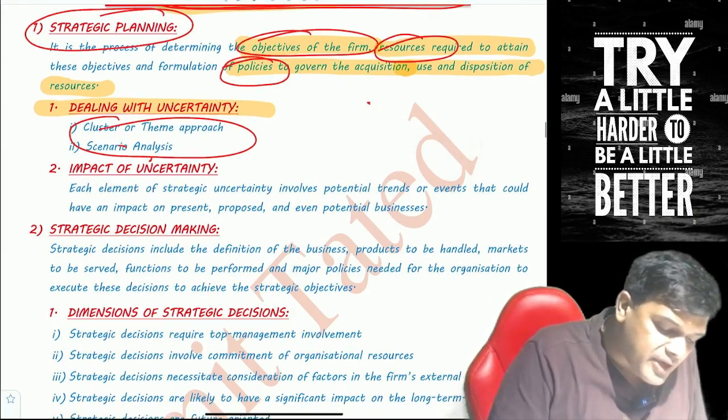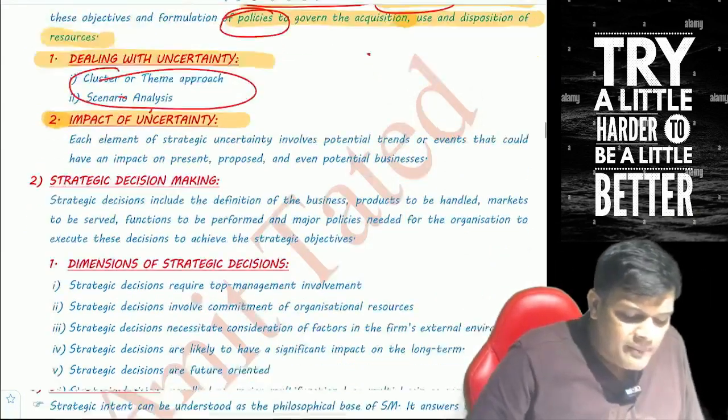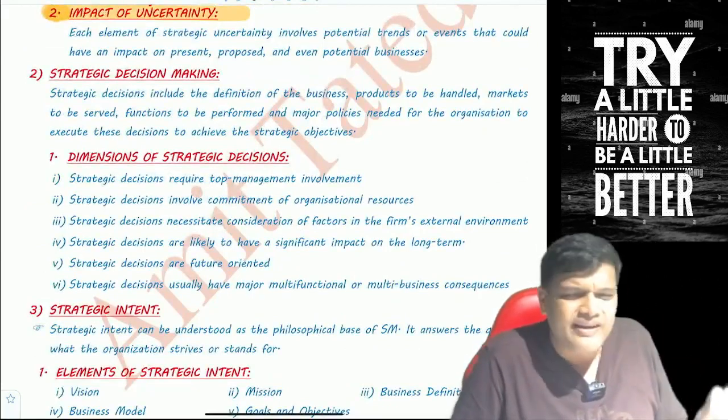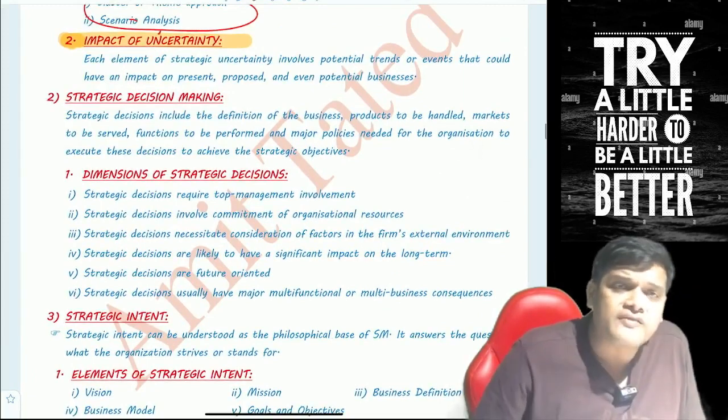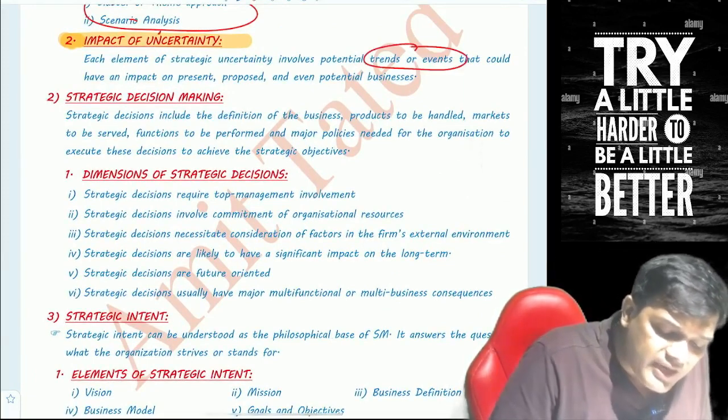Second concept is impact of uncertainty. Everybody with me. Impact of uncertainty is something which you just read out and leave. What is the impact of uncertainty? Okay, so to be very precise, you need to understand about two things. What are the two things? One is trend and one is event.